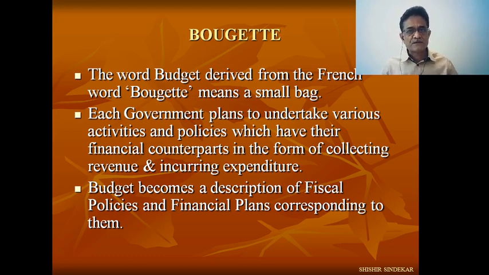So it is a description of fiscal policy and financial plan for the coming year. As we are aware, everyone is interested in the budget, in what I can get from that budget. Whenever I visit a relative or friend, that friend is more interested in showing me the recent photographs of his wedding anniversary or some similar function.